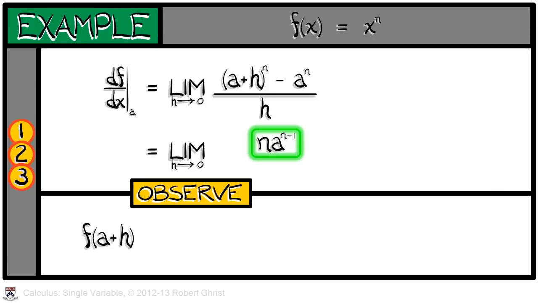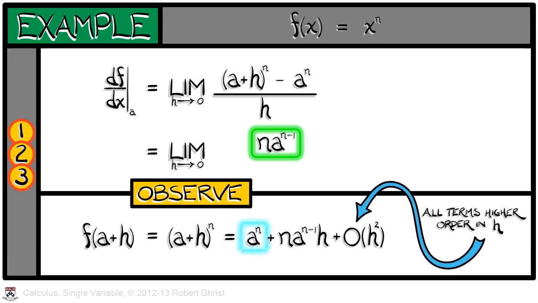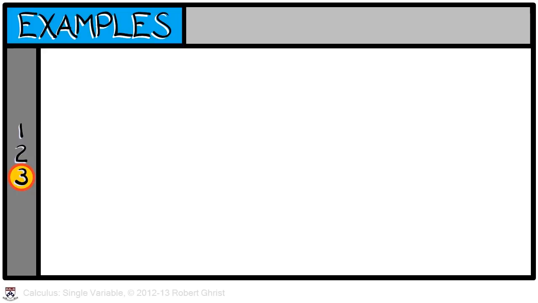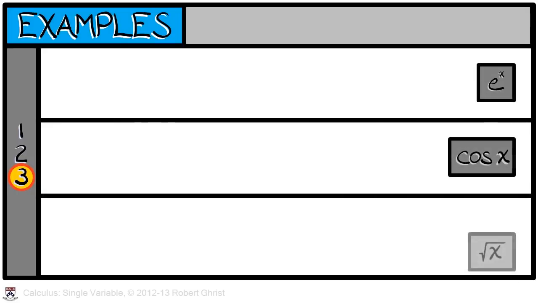Now, it's worth observing that really that definition of the derivative is the same as the third definition in terms of the variation of the output. If we take our function f and evaluate it at a plus h, what do we get? A plus h to the n. This has a constant term, a to the n, a first order term, n times a to the n minus 1 times h, plus higher order terms in h. That coefficient, the first order term, is the derivative at a.